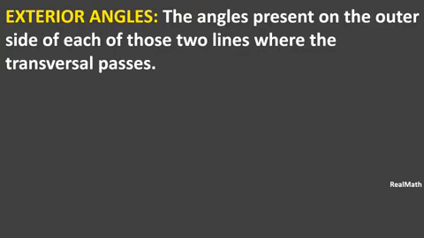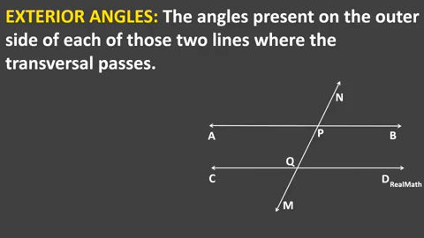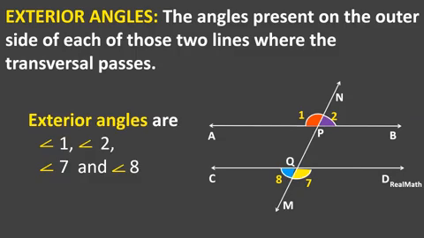So far we have learnt about the interior angles. Now we are going to learn about exterior angles. Exterior angles are the angles present on the outer side of those two lines where the transversal passes. Here we have the transversal, and watch carefully, the angles formed in the outer side, that is not in the inner side, it is outer side of those two parallel lines. Angle 1, angle 2, angle 7, angle 8. These are the exterior angles.